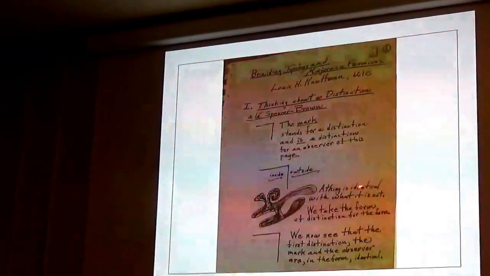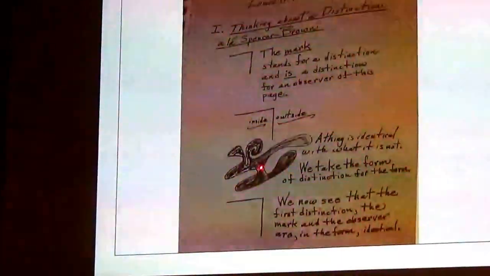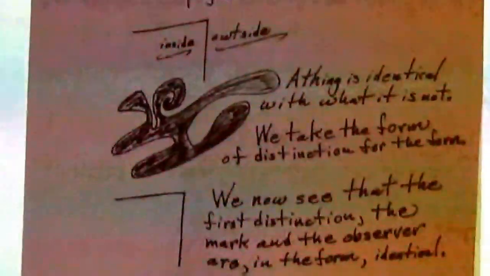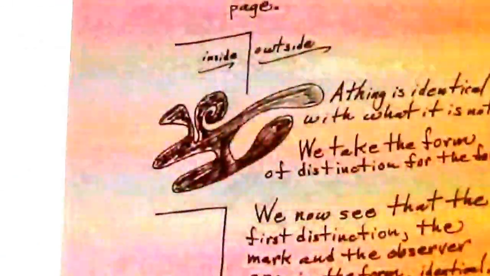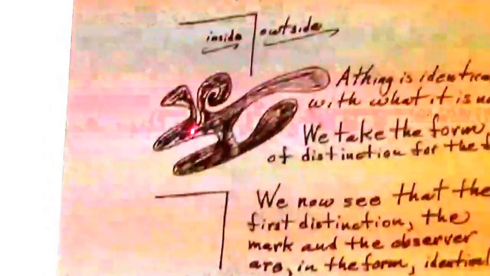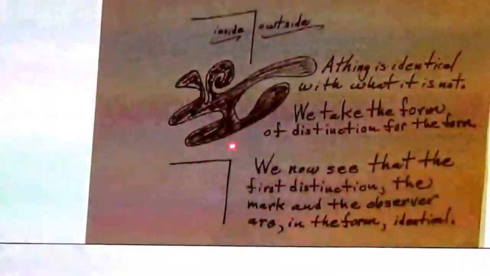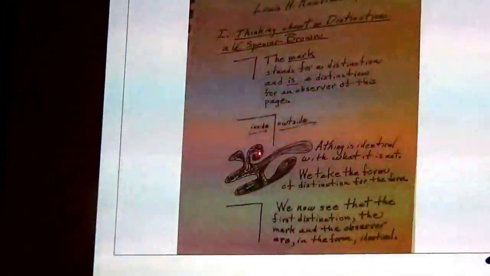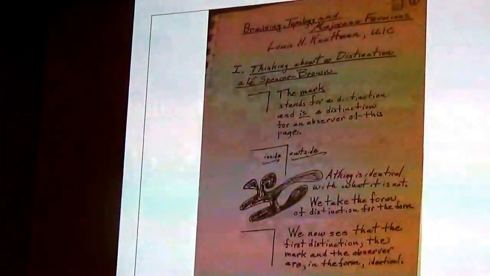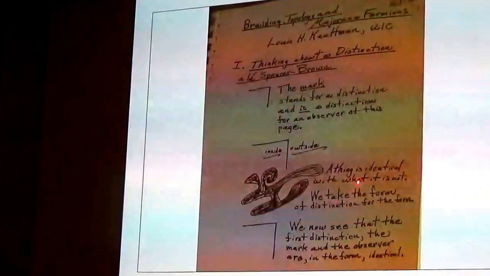And then another principle is that a thing is identical with what it is not, a logical principle. And this is particularly the case when you're thinking about things that are created by your observation. Then to the extent that you know the inside, you know the outside. If you explore the inside to the highest possible degree, then you know at least the shape of the outside quite well. And you can take this and wonder whether it answers Kant's question or not about the Ding an sich. We take the form of distinction for the form, and then these are quotes from Spencer Brown.